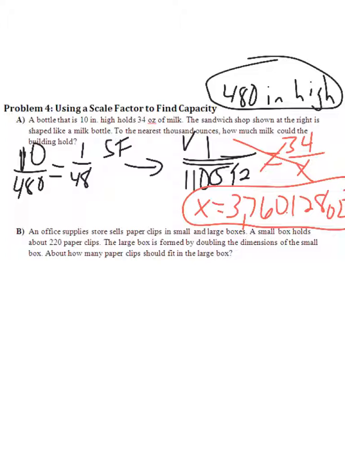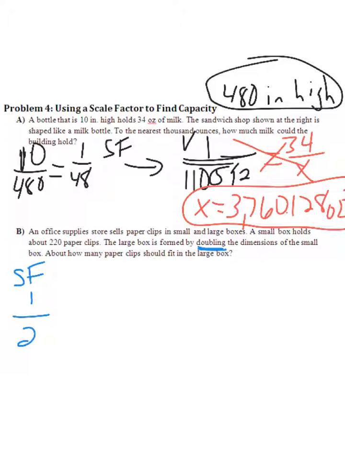Our final example, an office supply store sells paper clips in small and large boxes. A small box holds about 220 paper clips. The large box is formed by doubling the dimensions of the small box. So that piece of information is very important. Doubling the dimensions. About how many paper clips should fit in the large box? So again, we're going to find our scale factor ratio. Now, since the large is found by doubling the small, our scale factor is going to be 1/2. So small is going to be the 1. The 2 is going to be the large because we're doubling it.